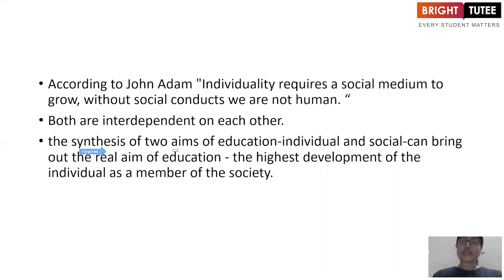The synthesis of these two aims of education, the individualistic aims and the social aims, can bring out the real aim of education, the true value of education. Therefore, it's going to lead to the highest development of the individual. It's important to emphasize, as a member of the society. So who is benefiting? The individual, but not staying in a vacuum, rather as a member of the society where he exists. Which again signifies the synthesis, the strong relationship between these two types of aims.